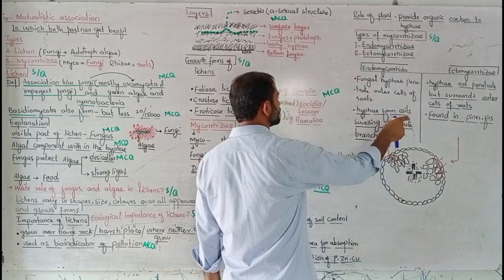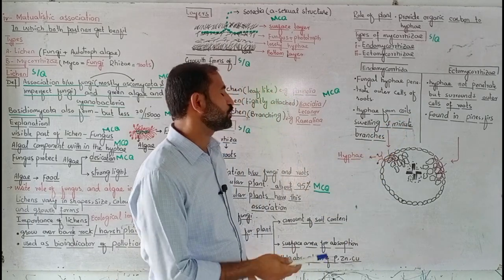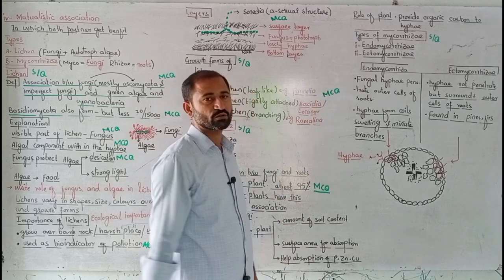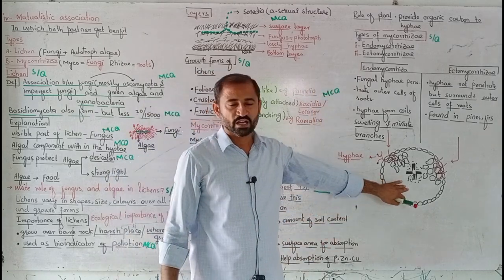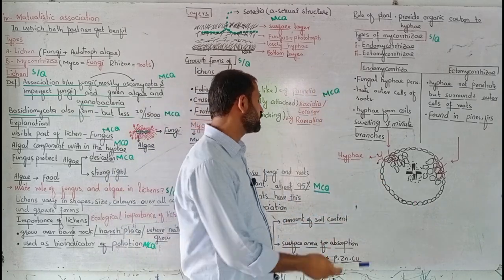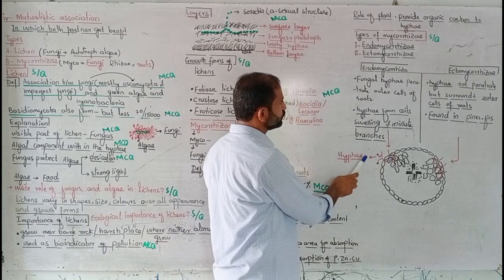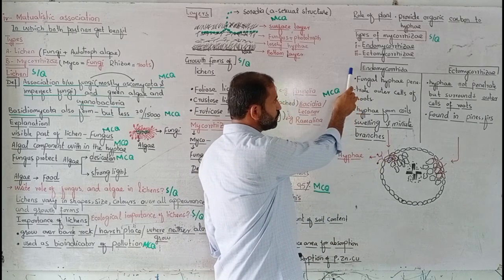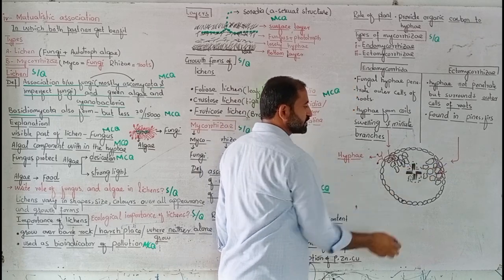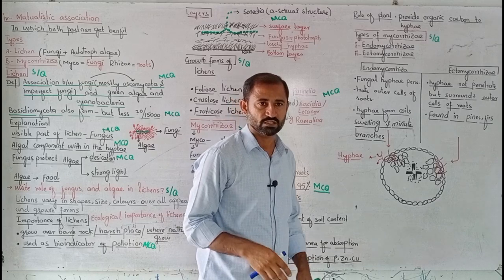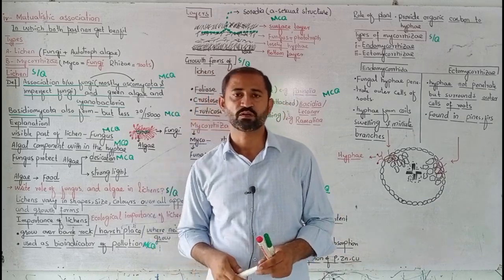In endomycorrhiza, hyphae form coils, swellings and minute branches, and ectomycorrhiza is found in pines or firs. Both are somewhat different, and you have to write in such a way that their difference is clear; it is also a short question. The last one is a diagram explaining the answer: here the hyphae are penetrating within the cytoplasm of cells, so they are known as endomycorrhiza, whereas in this case they are present on the outer layer of the cell, so they are known as ectomycorrhiza. That was all about this topic. Allah Hafiz.